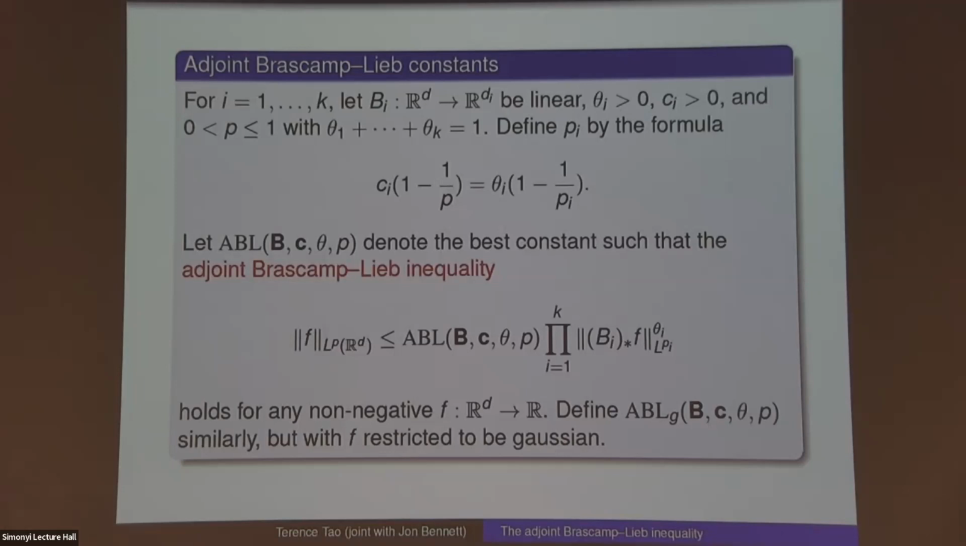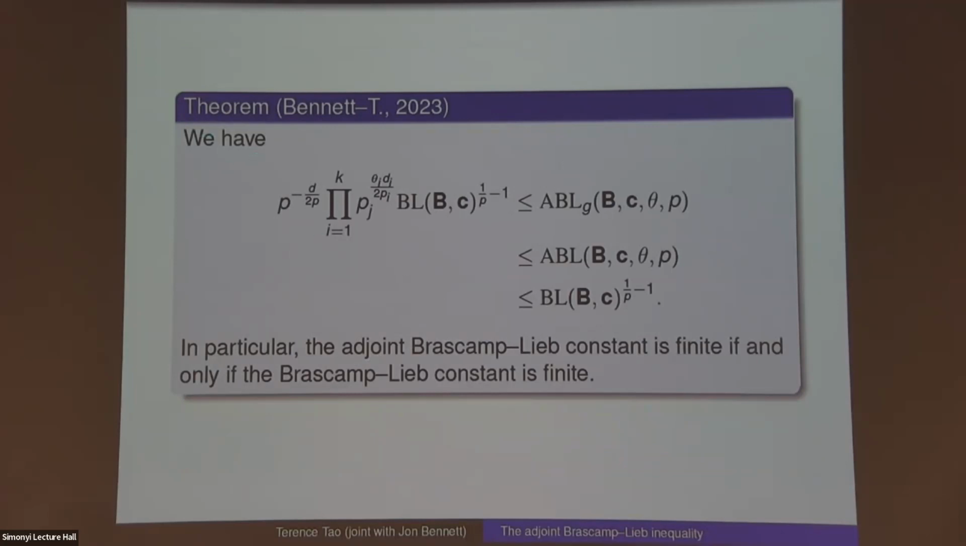What we do show, our main theorem, is that for any choice of this data, the adjoint Brascamp-Lieb constant is bounded above by the correct power of the Brascamp-Lieb constant, but it's also bounded below. It's not quite equal, but it's bounded below by the same power of the constant times a certain loss, a constant that depends in a messy way on all the parameters. So up to constants, the adjoint Brascamp-Lieb constant is basically a natural power of the Brascamp-Lieb constant. The same is true for the Gaussian versions, so up to constants, all these four things are equivalent.